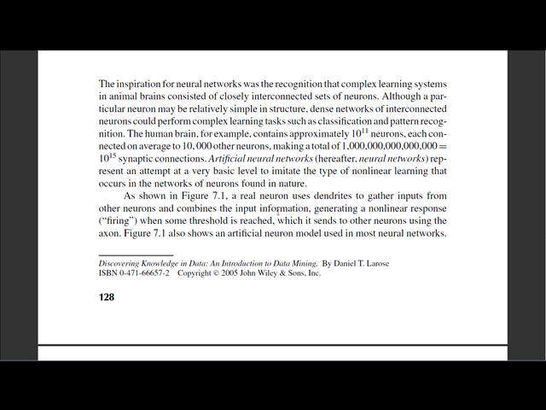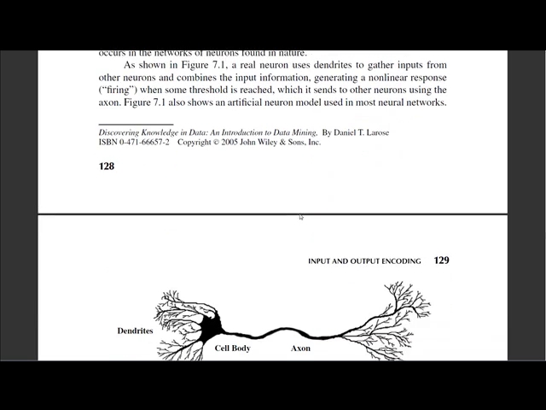That means, like, if the input is low, it fires a little. If it's high, it fires a lot. It doesn't have to be like that. It could be, if it's low, it doesn't fire at all, and if it's high, it fires. So that would be nonlinear. Which it sends to other neurons using the axon. That's the axon.